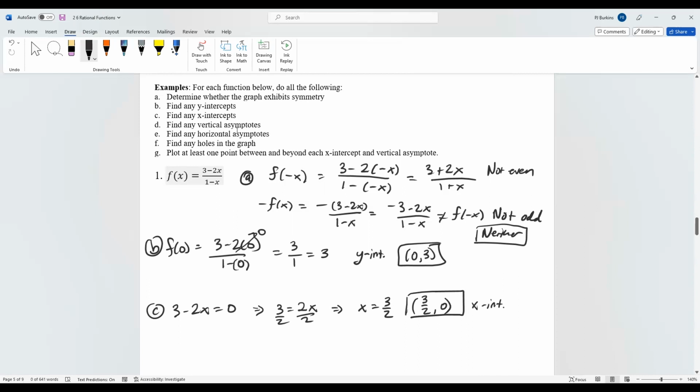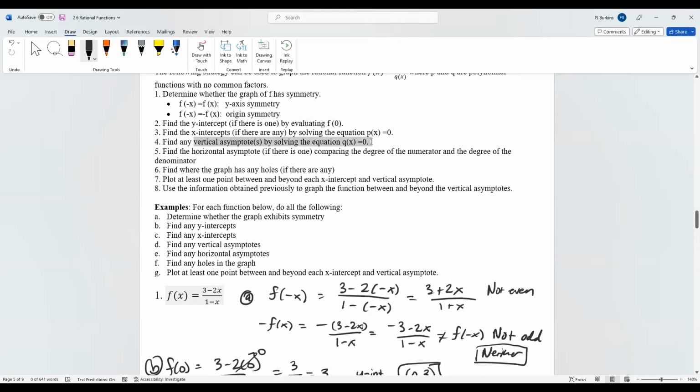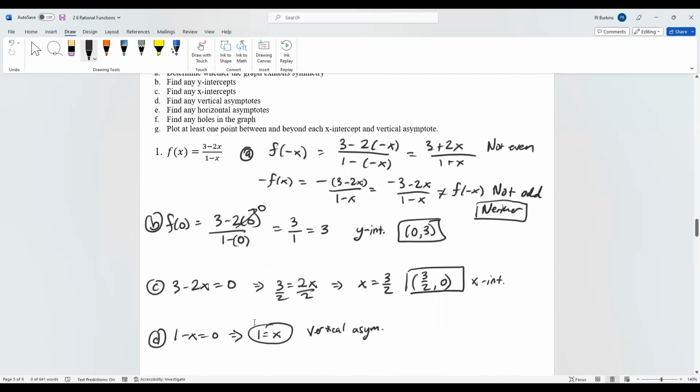Find any vertical asymptotes. So how did we go about doing that? Well, let's double check, right? Vertical asymptotes by solving the denominator equals 0. Okay, so 1 minus x is equivalent to 0. Move the x to the other side by adding. That makes this x equals 1. So this is a potential vertical asymptote. I say potential because we could have a hole, right? But we'd have to have the same factor in the numerator and the denominator.